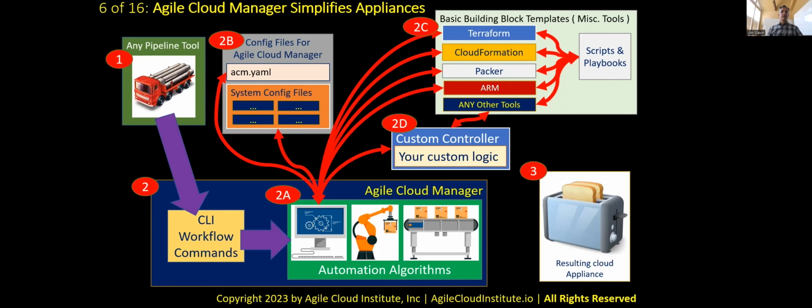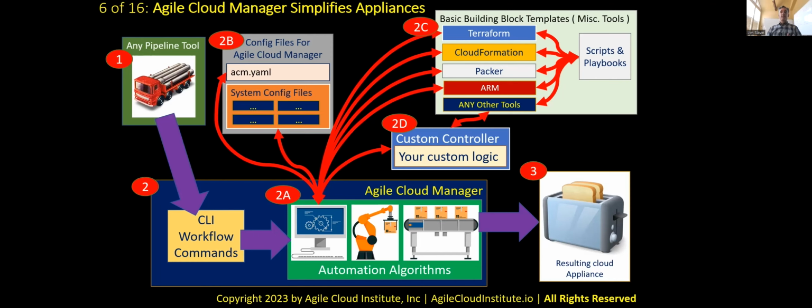And each of these types of templates you might already have can also orchestrate the scripts and the playbooks that you already have in your configuration management tools. For example, you might already be using Ansible or Puppet or Chef or other tools, many different scripting languages. And all of those scripts and different scripting languages can also be orchestrated through the Agile Cloud Manager in this way. So the result of this orchestration of what's going on underneath the hood is that you get a resulting cloud appliance.